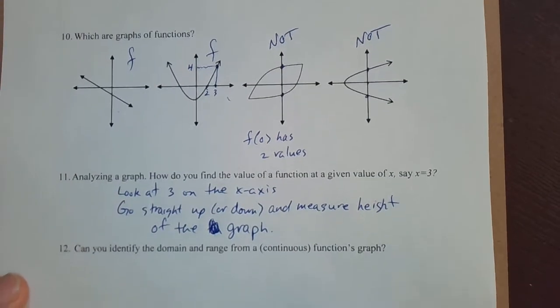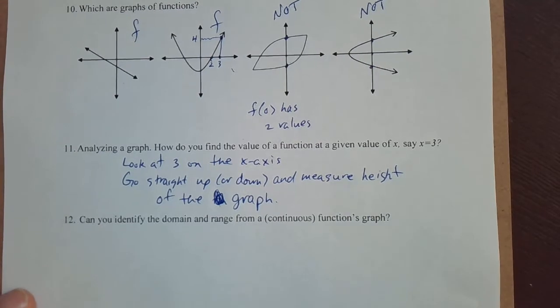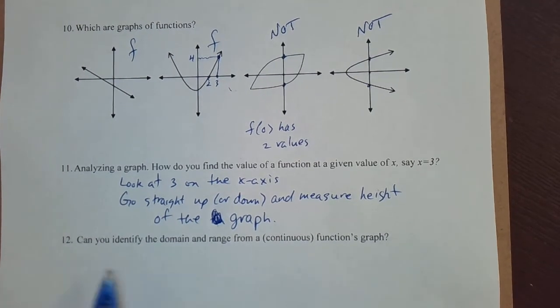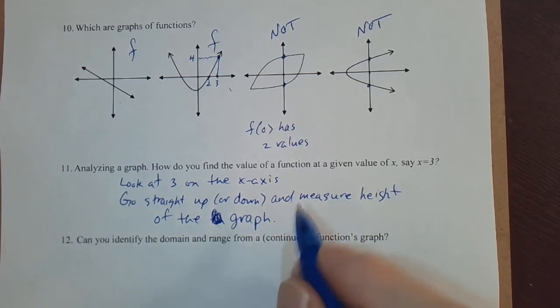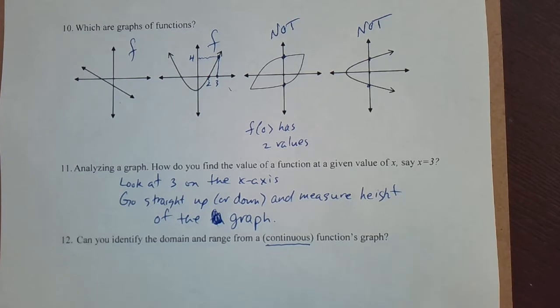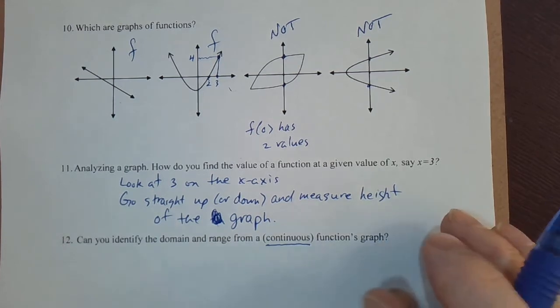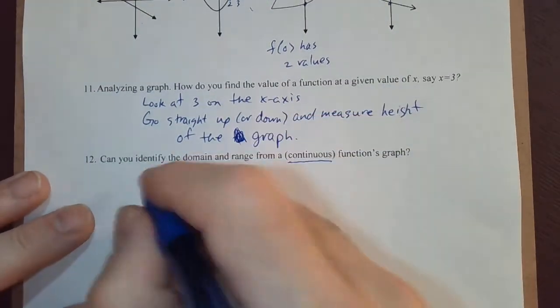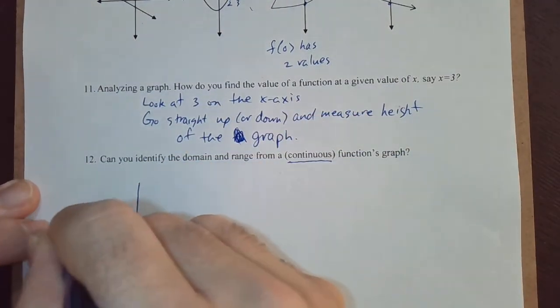And I think number 12, the last thing, we already determined this, I think. Well, maybe not explicitly. Can you identify the domain and range from a continuous function's graph? A continuous function, we'll talk more about it later. It's just a function you can draw without lifting your pencil. You can graph it. Can you identify the domain and range? In fact, you can. Let me just do a couple simple examples. I don't want to spend too much time on this right now.